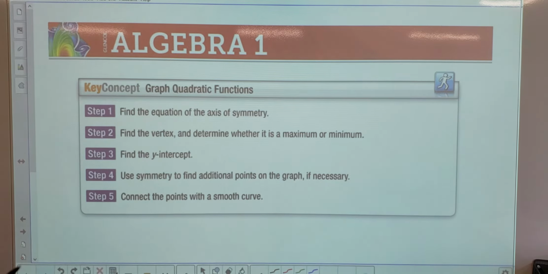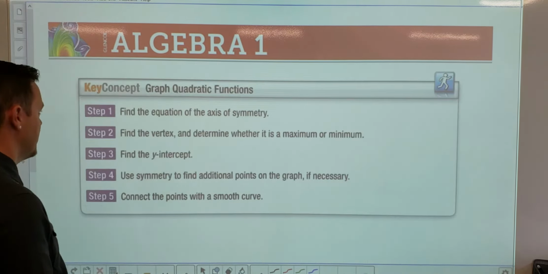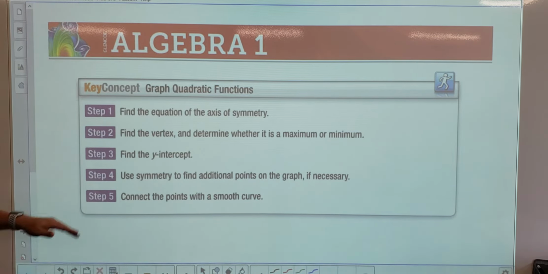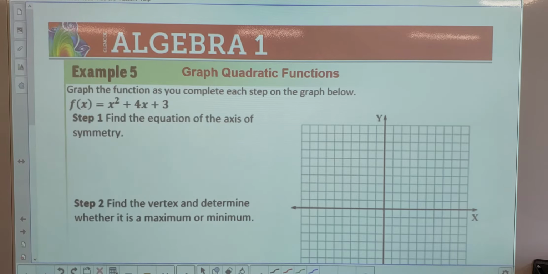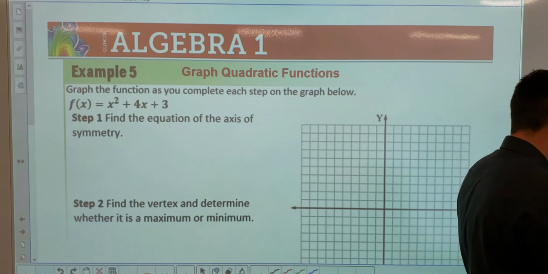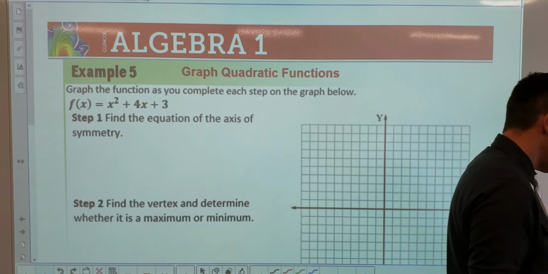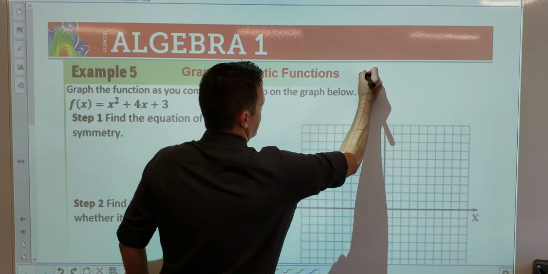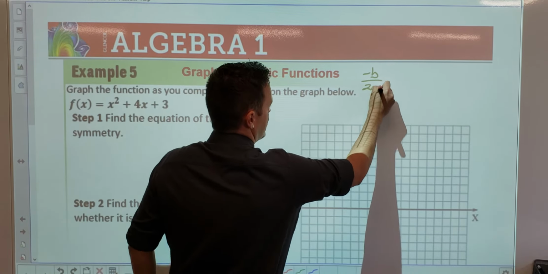All right, so this is the last piece of the puzzle, graphing these equations, all right? First, we're going to do a couple steps. Find the equation, vertex, y-intercept, symmetry, and then connect the points with a smooth curve. This will go pretty quick. It's not a very hard little setup here. And it's a drawing, a picture. Remember, axis of symmetry is negative b over 2a, right?